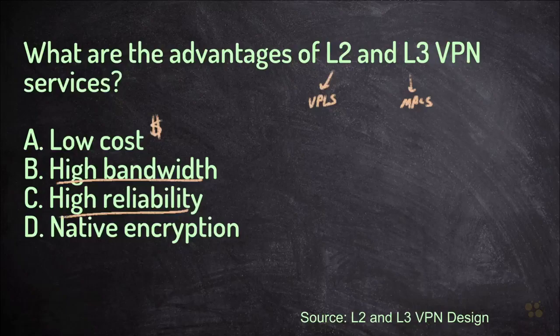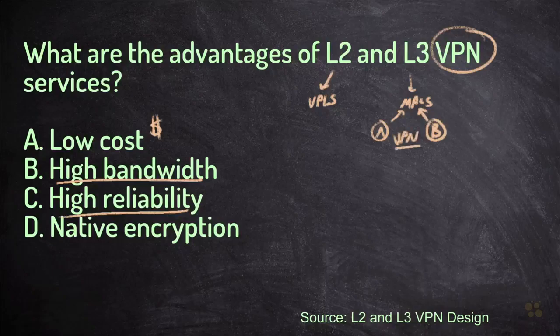Now, even though it's called VPN services, we do not encrypt anything. We are simply making it private from other customers that are leveraging the same network. So customer A going into the MPLS domain isn't going to be mixed with customer B traffic that's sharing the infrastructure. That's what we mean when we talk about this being a VPN service. As such, we don't get native encryption. We don't get a low cost of operation. In the end, what we get are high bandwidth and high reliability. So B and C are our answers.